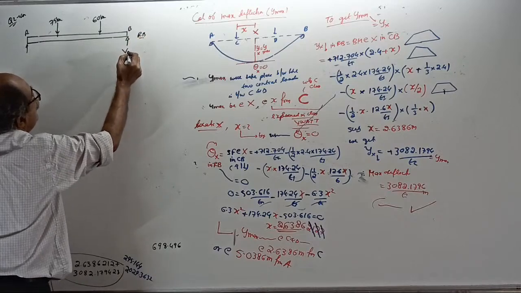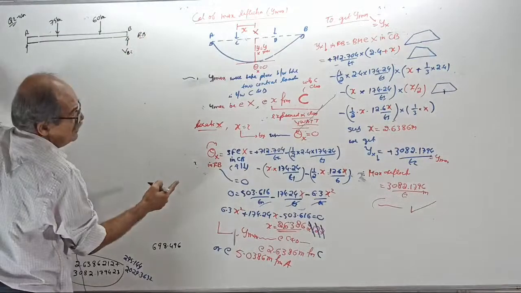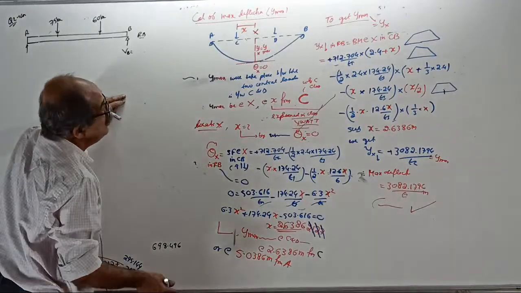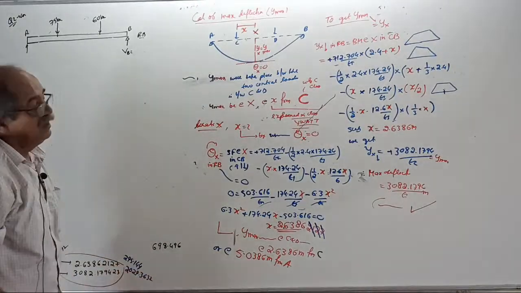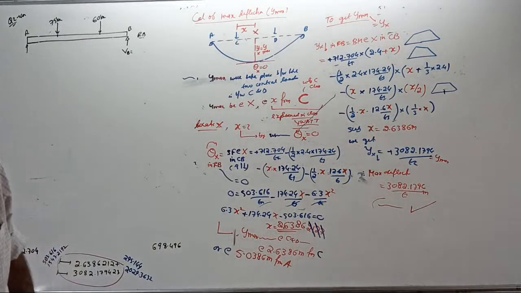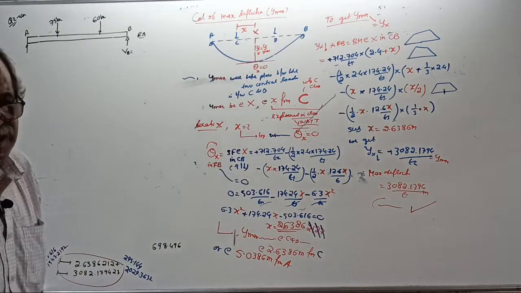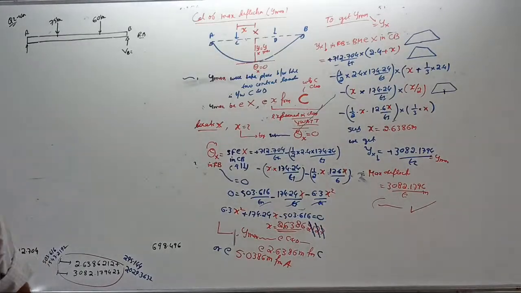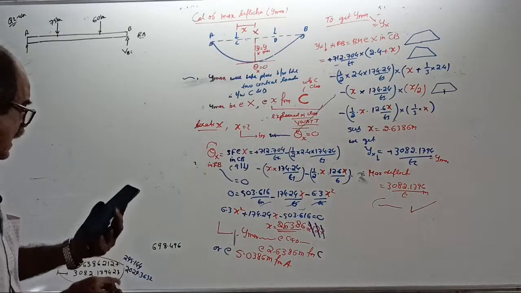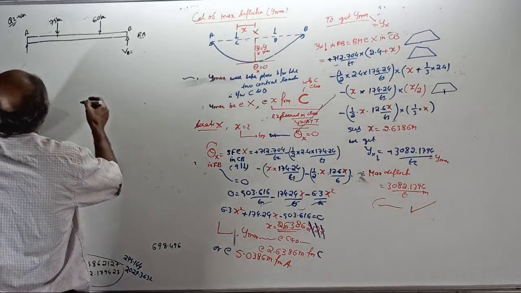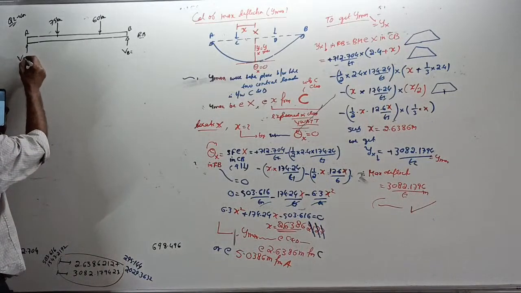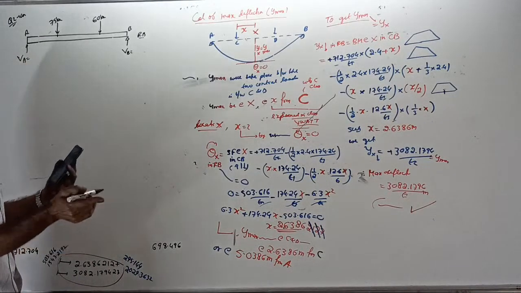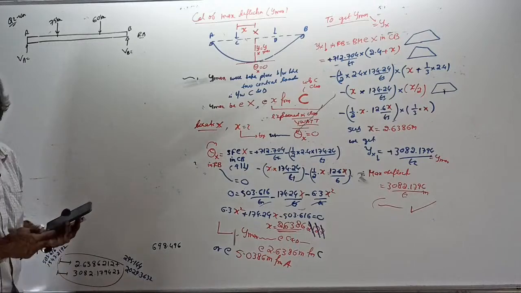Now VB will come. It is the reaction. I had to calculate. I forgot the reaction. Anybody remember what VB came last time? What VA came last time will be VB now. Tell me what VA came last time.